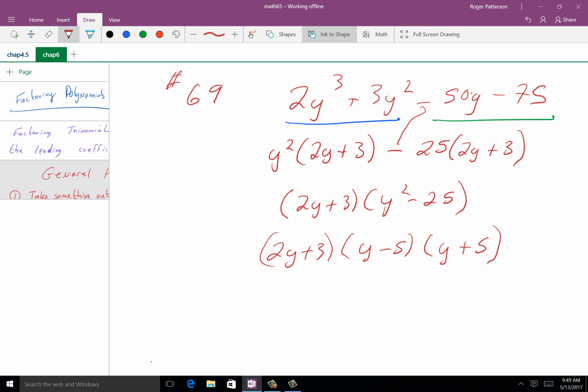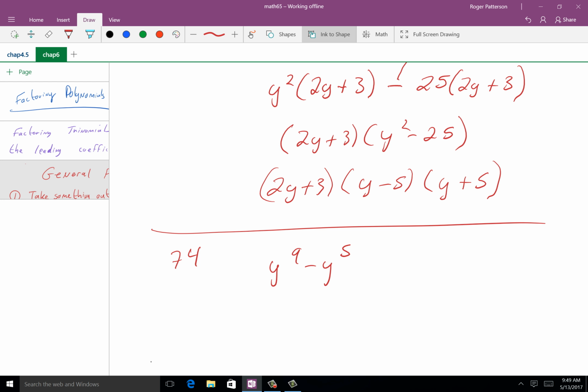Okay. Is it done? Well, what's left? Difference of 2 squares. Good. So what's that going to factor down to? Y squared plus 1, y squared minus 1, y to the 5th outside.